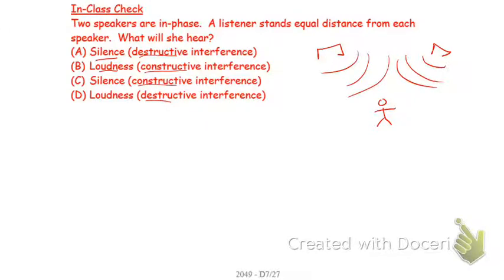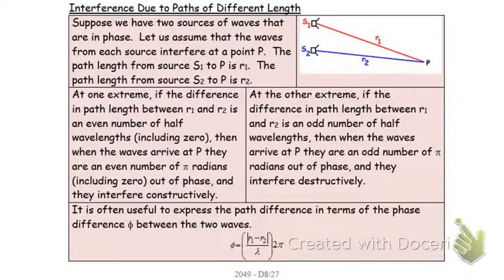Anybody want to suggest? It's going to be loudness, and it is going to be constructive interference, because you get things adding together. Agreed? Let's be a bit more formal about this. I'm going to imagine a distance to my listener from speaker 1 and from speaker 2. Suppose we have two sources of waves that are in phase. Let us assume that the waves from each source interfere at point P. The path length from source S1 to P is R1, and from source S2 to P is R2.